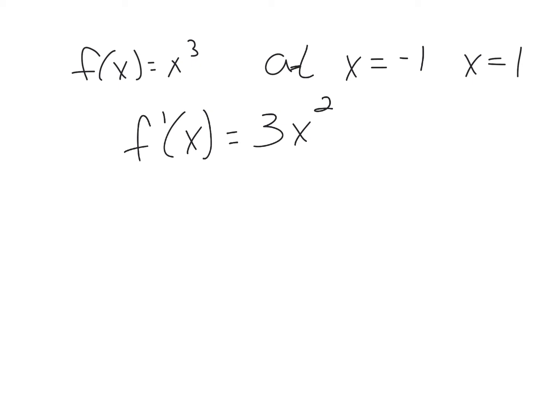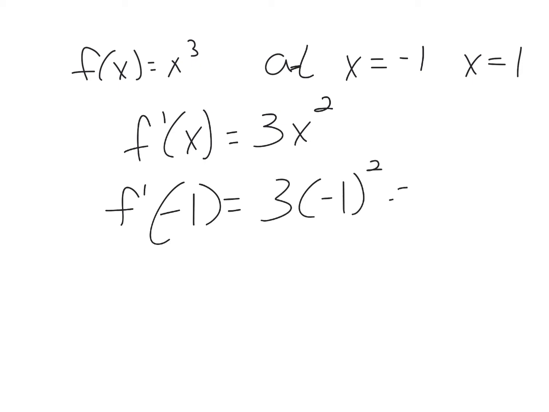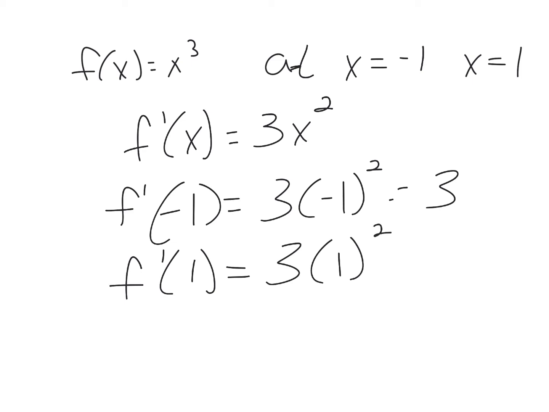Now we need to find f prime of -1, which is 3 times -1 to the 2nd. -1 to the 2nd is 1. 1 times 3 is 3. So it would be 3 at that value. And then at 1, throw 1 in there, and it'll be the same thing.